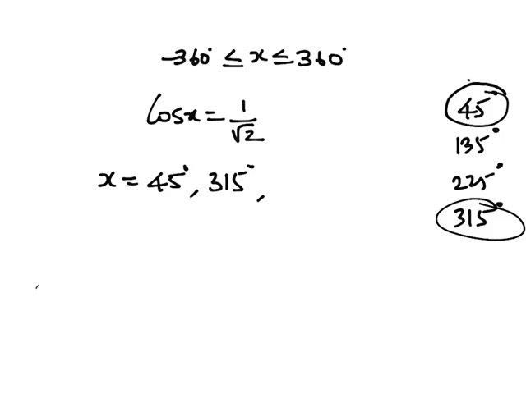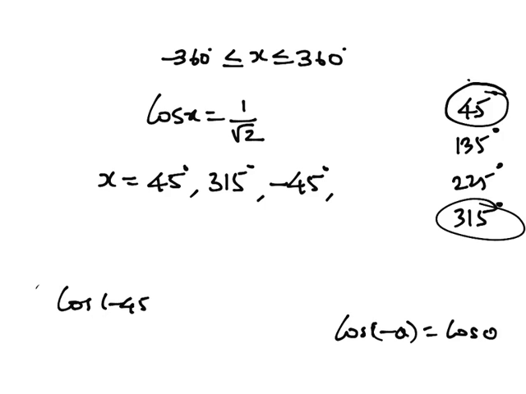And since cos of minus theta is the same as cos theta, it means minus 45 will also be a solution for this equation. Let me check. Cos of minus 45 is cos 45, which is equal to 1 upon root 2. So minus 45 is also a solution. Similarly, minus 315 will also be a solution for this trigonometric equation.